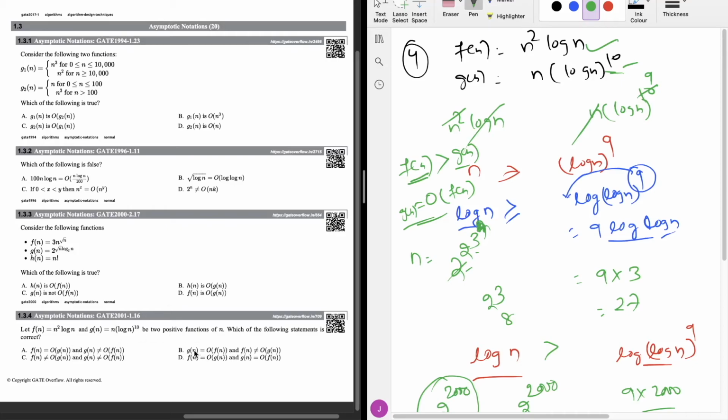And second option, g of n equals order of f of n. Yes, it is true. But f of n equals order of g of n is not true, because we can't write f of n equals big O of g of n, because g of n is not asymptotically equal, so this will not be satisfied either. That means this can be the answer, right? So option B is the answer. You can match and find out which one is true. So thank you.